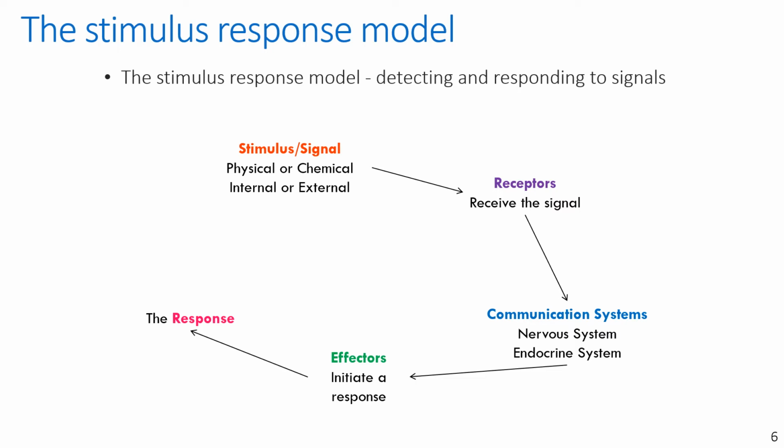Okay, this just overviews the stimulus response model. The idea is there's a stimulus or a signal that's some sort of change in the environment. It could be physical or chemical, internal or external. Receptors receive that signal. Information goes to our communication system involving our brain and our spine, and then that goes through our nervous system and endocrine system. Effectors will initiate a response, which could be to either move a muscle or to release a hormone, and then there is some sort of response as a result of that.